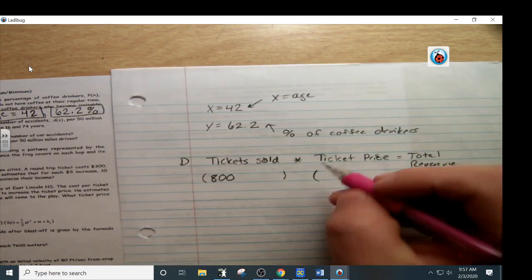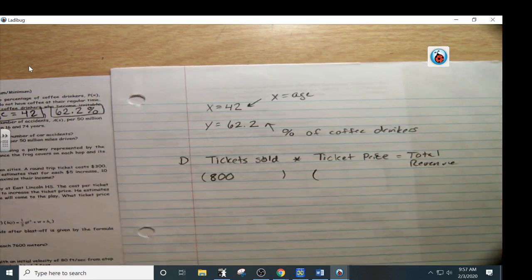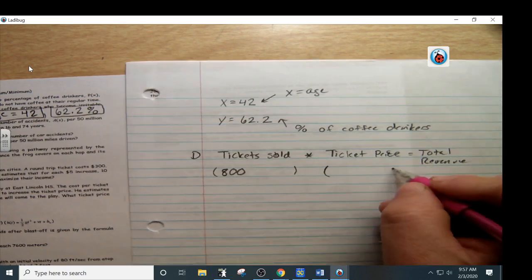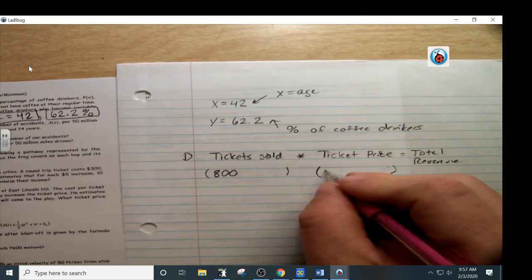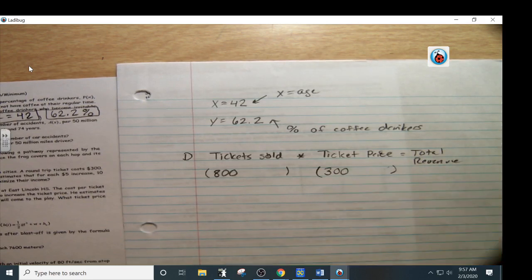Now, guys, at the ticket price, what is the current ticket price? 300. So I'm going to write 300 in the front of my ticket price parentheses.